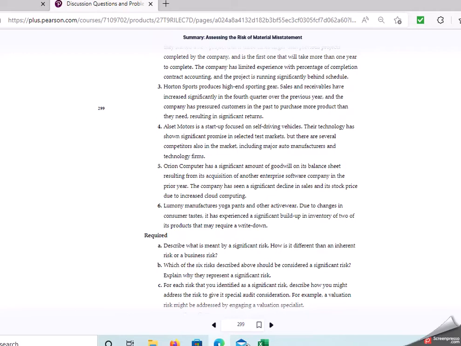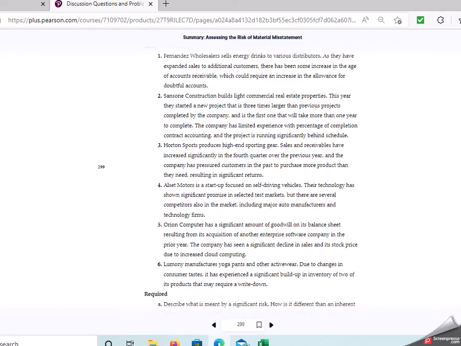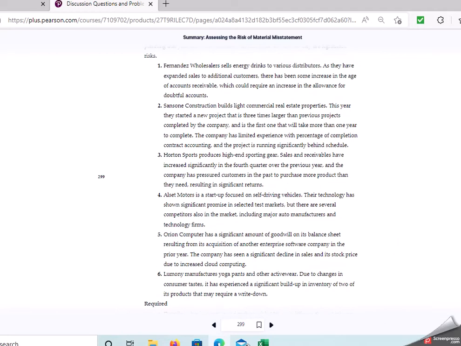Okay, then the next thing, what they want us to do is to go through these scenarios and identify, is it a significant risk? And then if it is a significant risk, what might they do to give it special audit consideration? So again, we go back to this one where they're expanding their sales to new customers, and because of that, they have a larger accounts receivable, and they're going to also increase their allowance for doubtful accounts. So that sounds pretty normal. Do you know what I mean? That happens to businesses as they expand.